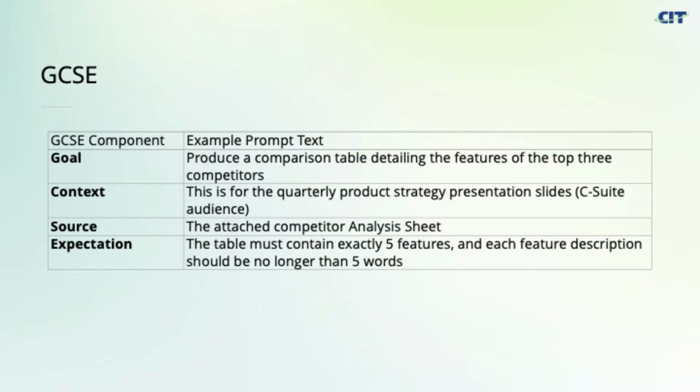framework. For example, goal. Produce a comparison table detailing the features of the top 3 competitors. Context. This is for the quarterly product strategy presentation slides, C-suite audience. Sources. The attached competitor analysis sheet. Expectations. The table must contain exactly 5 features, and each feature description should be no longer than 5 words. Now I'll attach the PDF competitor analysis sheet, which is fictional in this case.